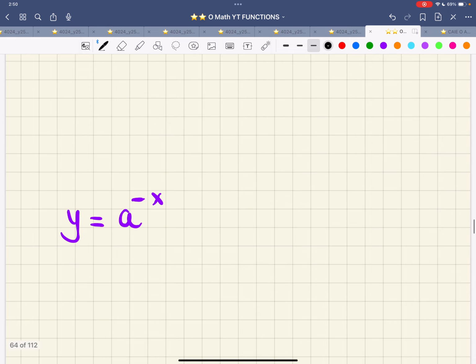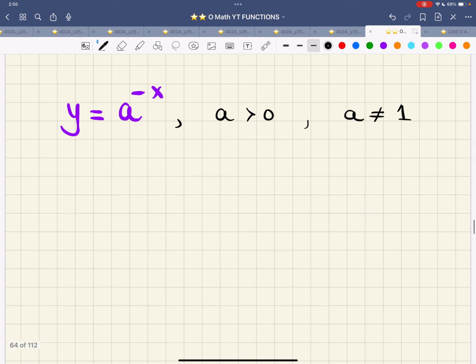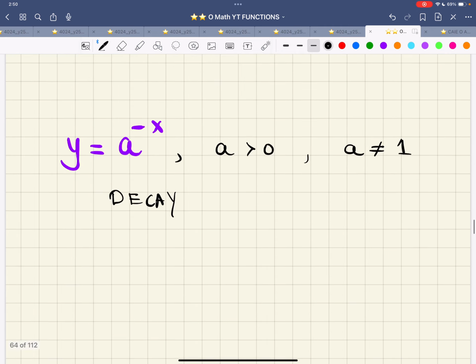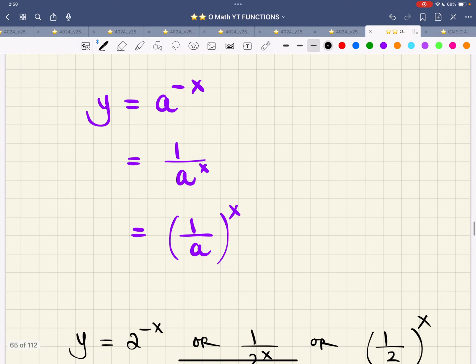And y equals a raised to the power of negative x. This is still positive and a should not equal 1. And what else is there? This is a graph of growth and this is a graph of decay. The growth could be about the growth of bacteria, the growth of human population, something like that. And the decay could be about the half-life of radioactive materials. Physics is there.